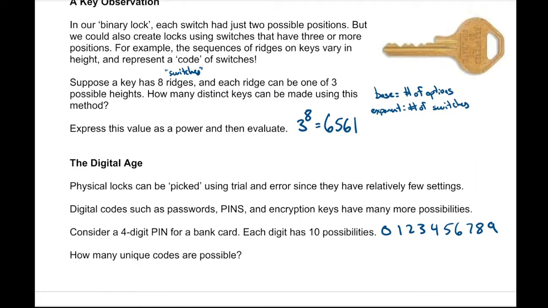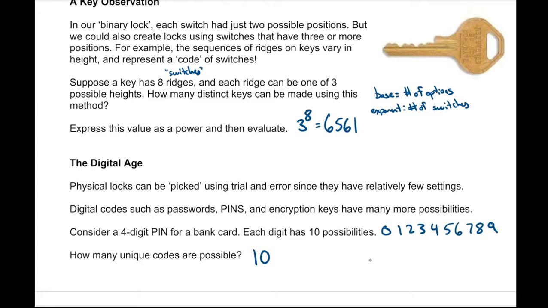How many different unique codes are possible? Right, so again, if we go back to the same kind of situation that we were looking at before, the base was the number of options. So how many options do I have for a PIN? I have 10 options, because there's 10 possible digits, or 10 possible numbers, sorry. The exponent is going to be, in our previous examples, the number of switches, or the number of times I'm going to be using the 10 digits.